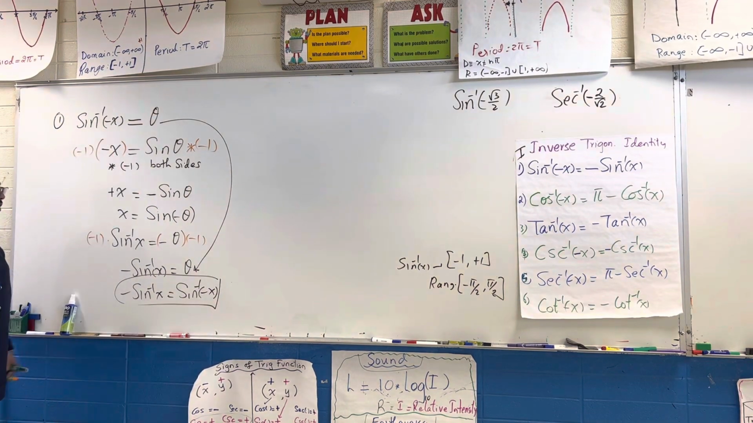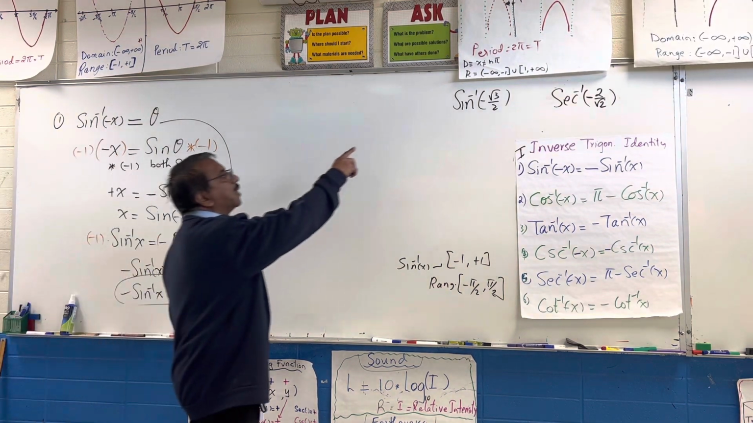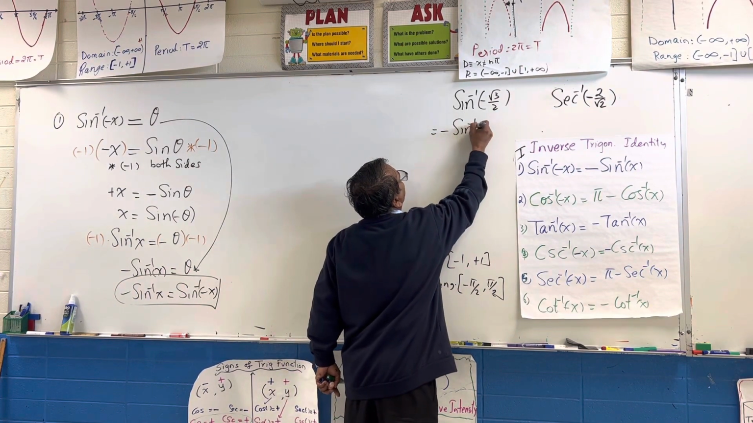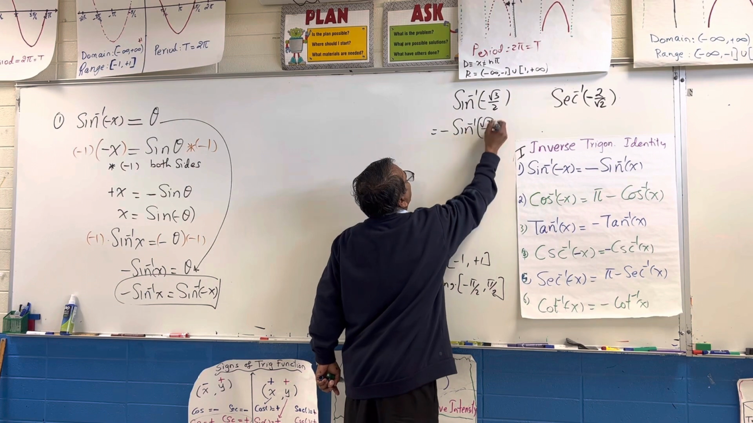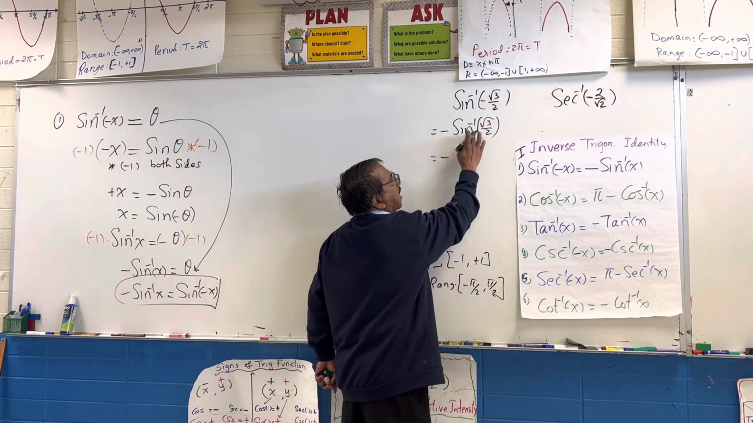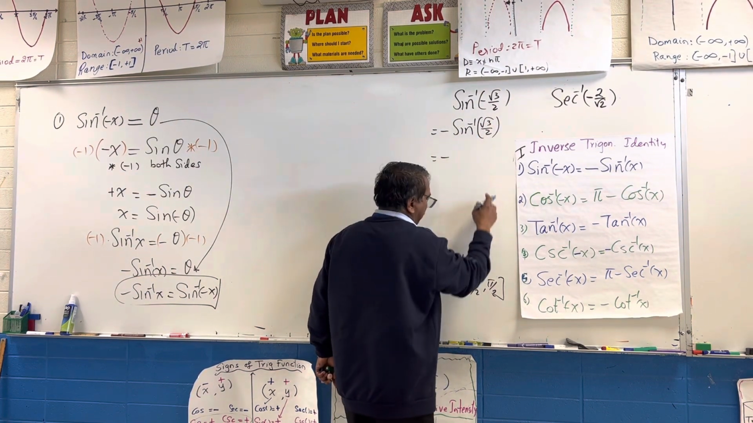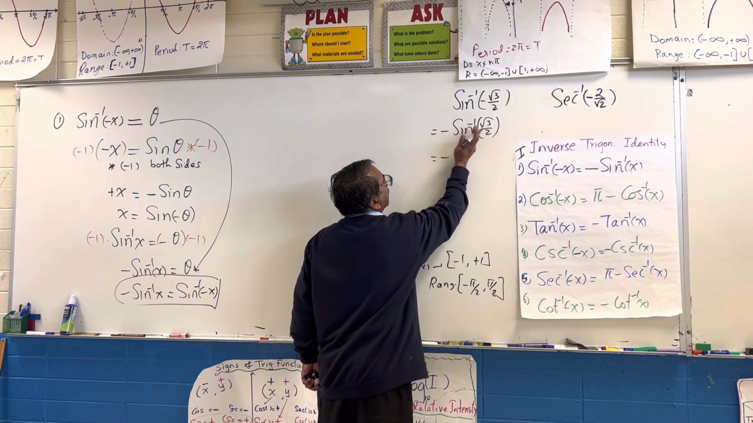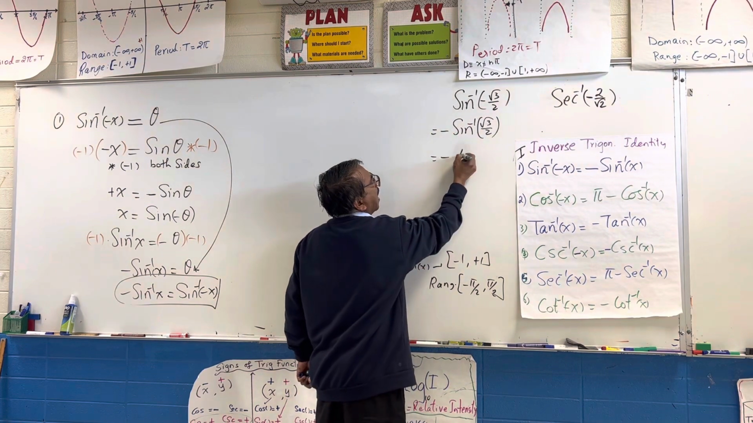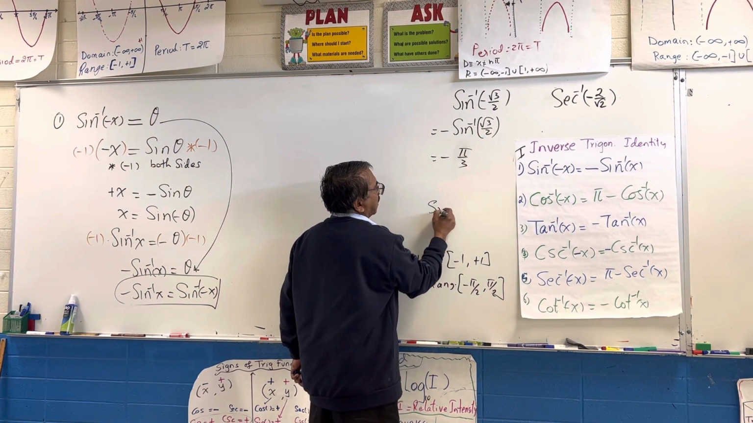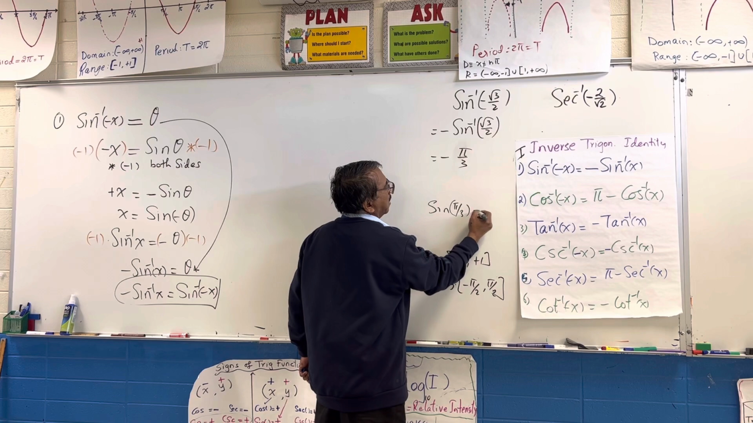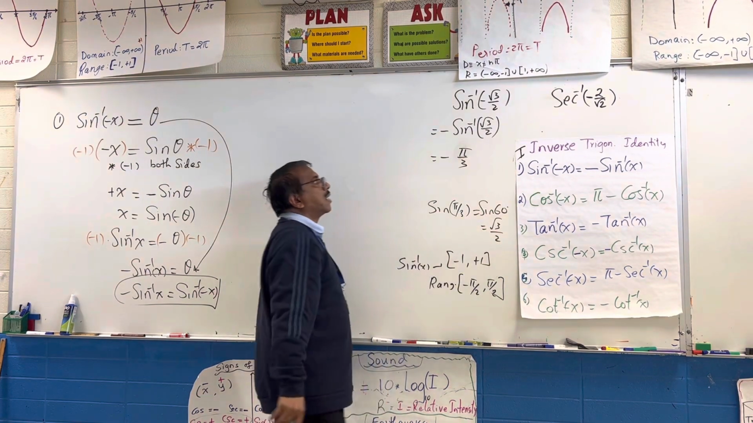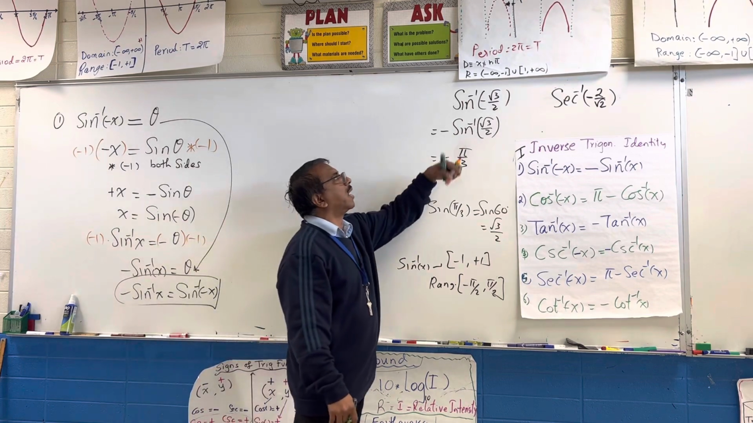Now why this is needed: if you see this example here, we can directly write this as minus sine inverse of root 3 by 2. And you do know the sine of what angle is root 3 by 2. The answer is pi by 3, because sine of pi by 3 is sine 60, which is root 3 by 2, and you're done. That's how we can easily do that.